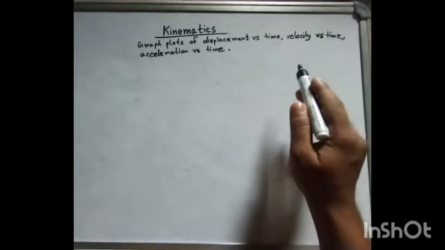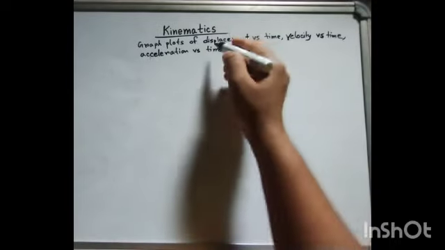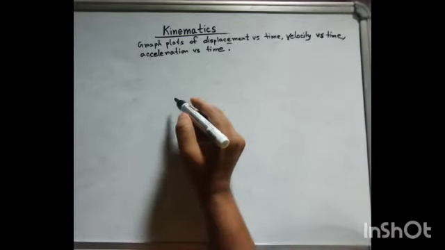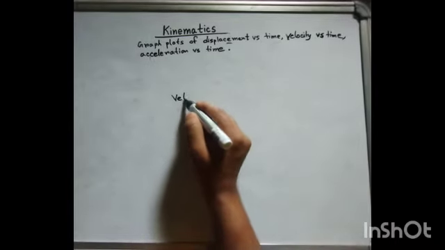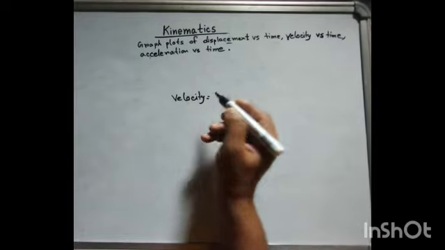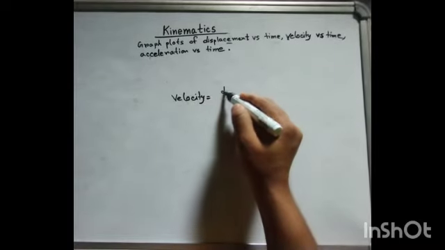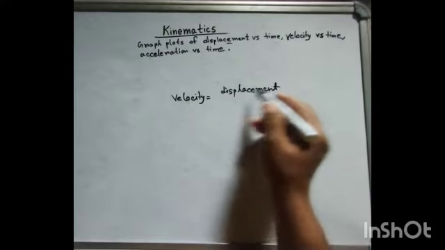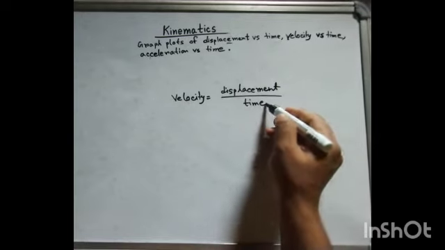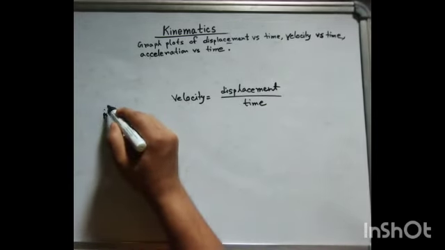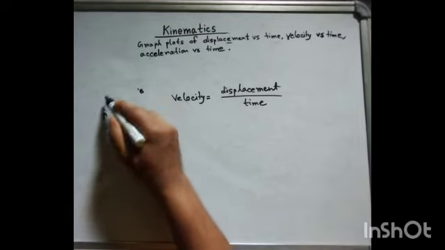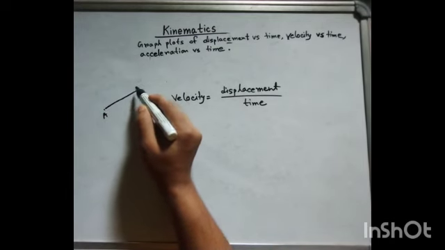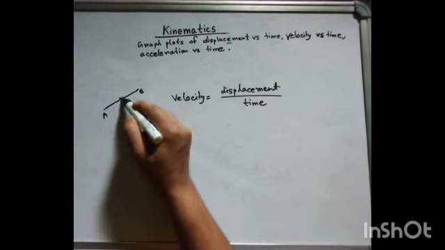So first we will learn the interrelation between these quantities: displacement, velocity, acceleration. So we know that velocity means displacement by time. Suppose you go from point A to point B, doesn't matter which path you have gone, but displacement is always the straight line distance from A to B, that is the minimum distance.